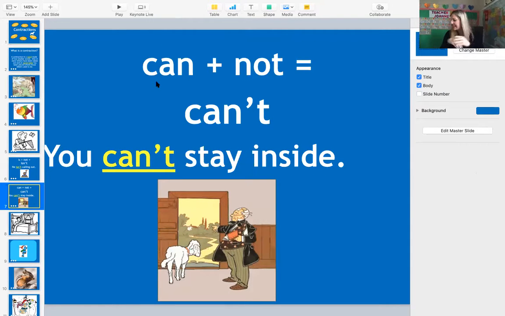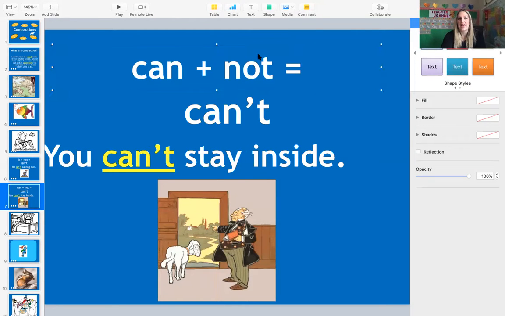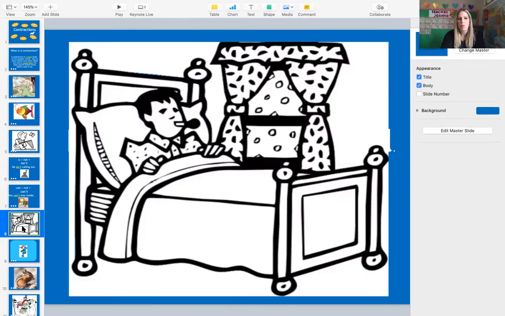Cannot equals can't. We took out this O and we put an apostrophe. You can't stay inside. Okay, does everyone see that? Yeah.